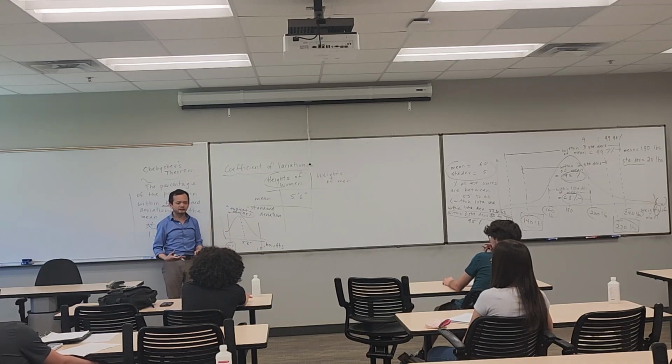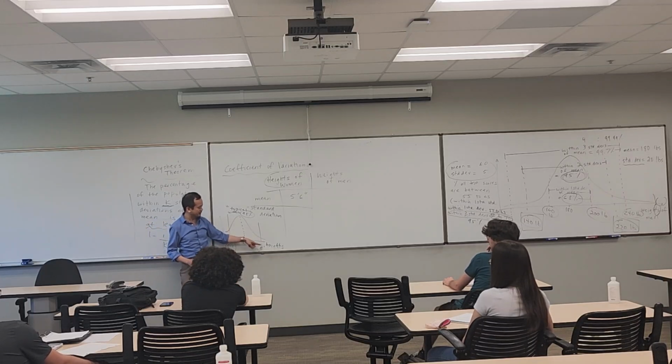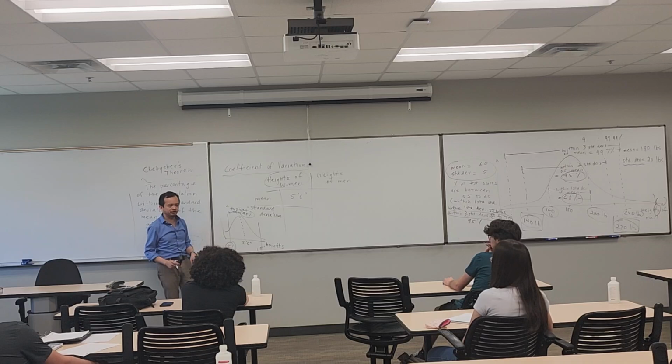So do you think these numbers make sense? Shortest typical woman is 5 foot, tallest typical woman is 6 foot, and the average is 5'6".